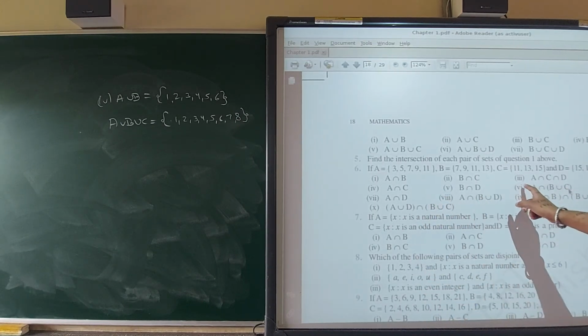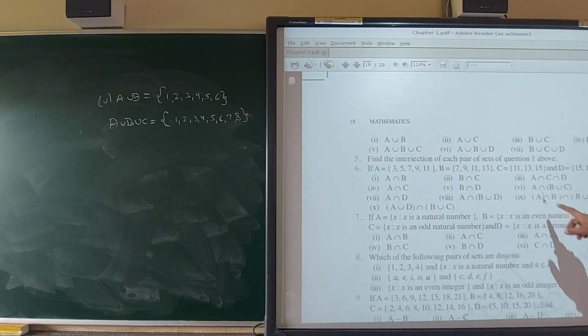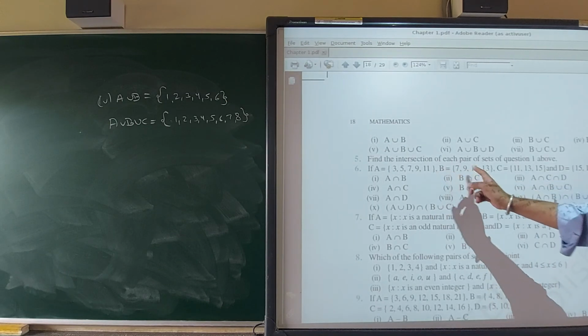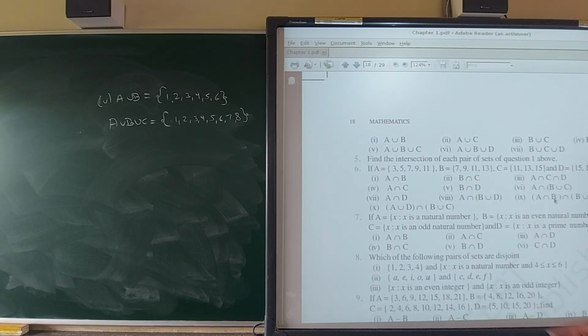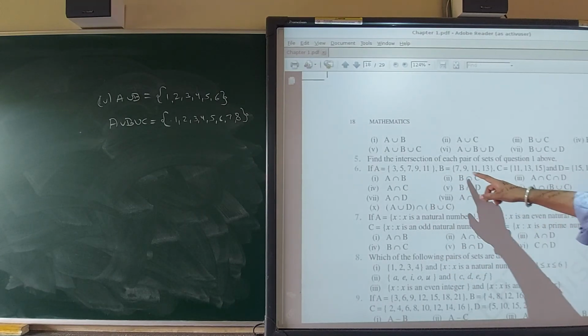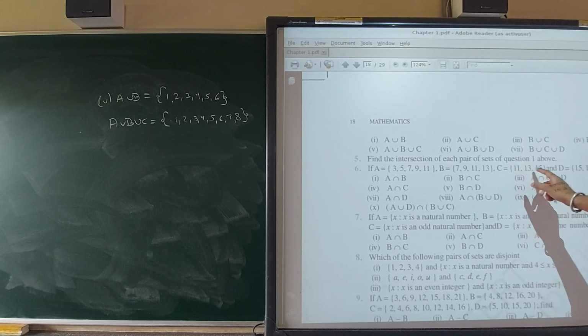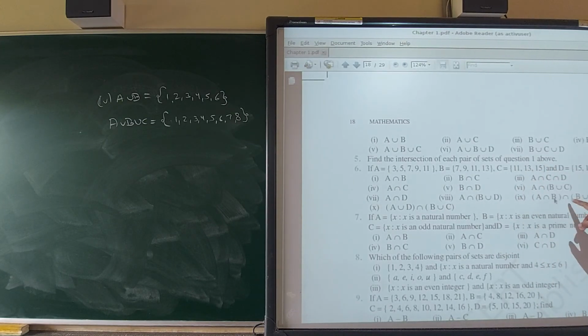This you can also do the same way. Here, first find A intersection B, the common part of both, which is 7, 9, 11. Then find B union C, which is 7, 9, 11, 13, 15. And what is common in both? Afterwards you take the intersection. So it will be 7, 9, 11 only.